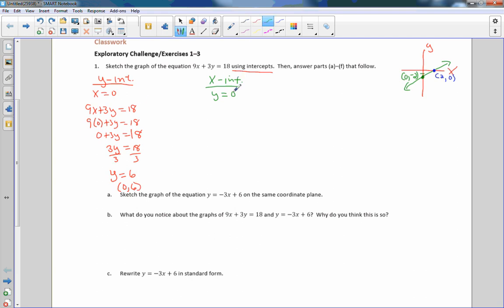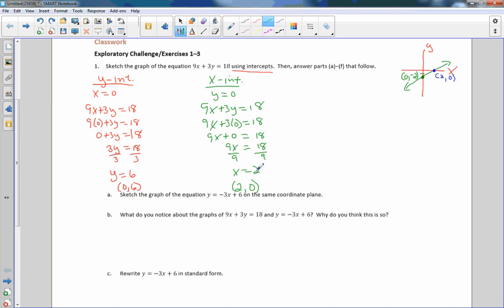Okay, x-intercept, the y is 0. Take that same equation, 9x plus 3y equals 18. Substitute in the 0 for the y. So it's 9x plus 0, 3 times 0, is 18. So 9x equals 18. Divide both sides by 9. These cancel. x equals 2. So that means that when x is 2, y has to be 0. So there are our 2 points.